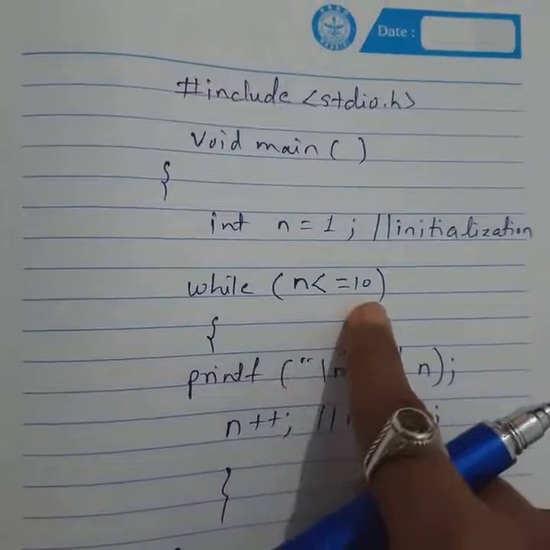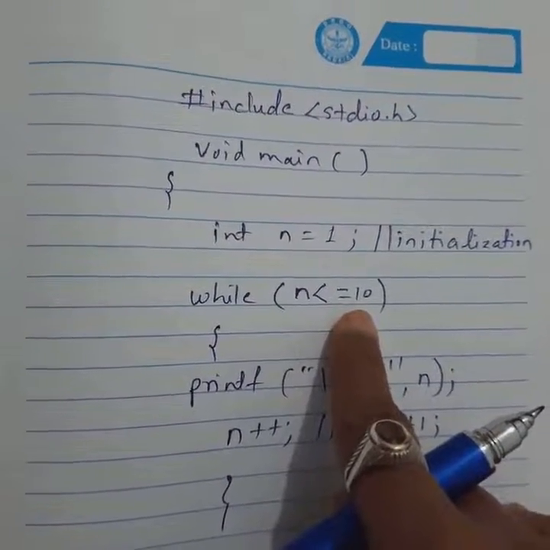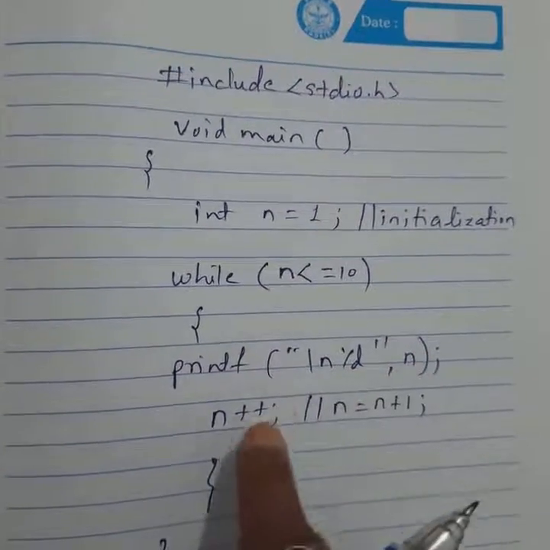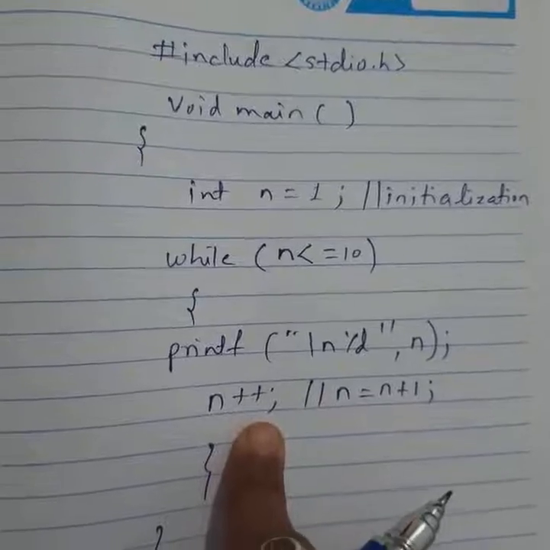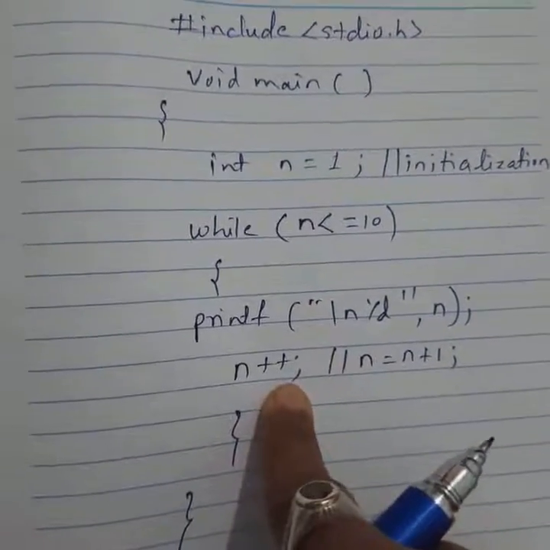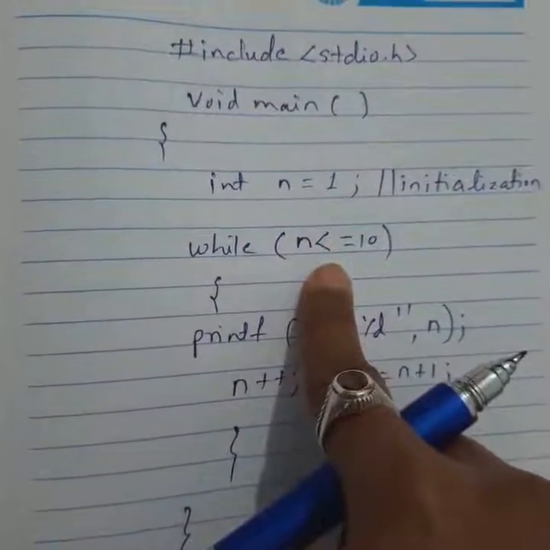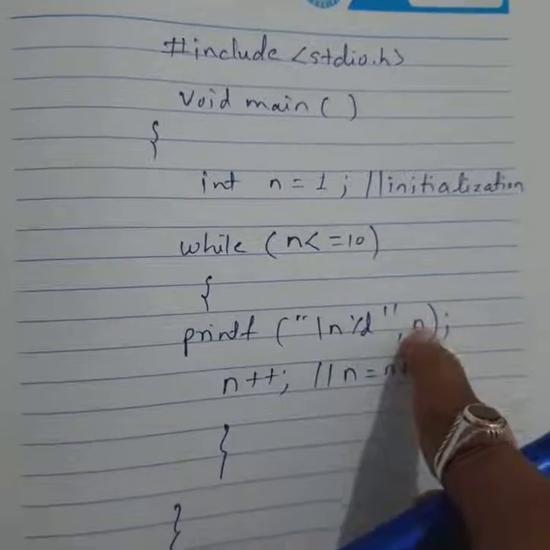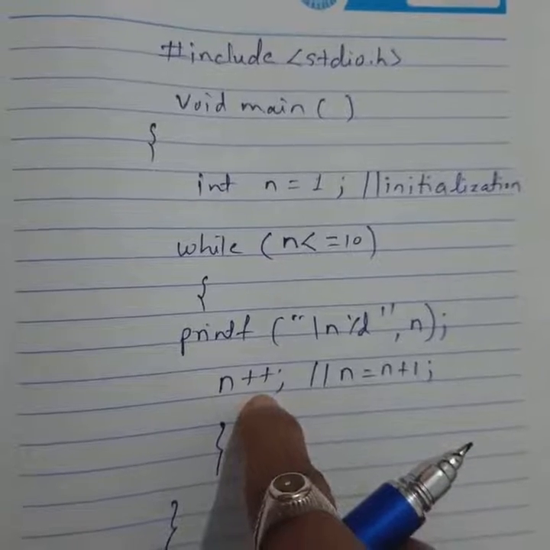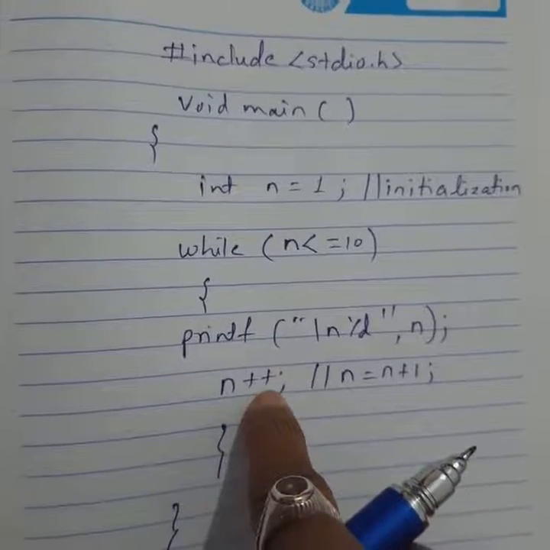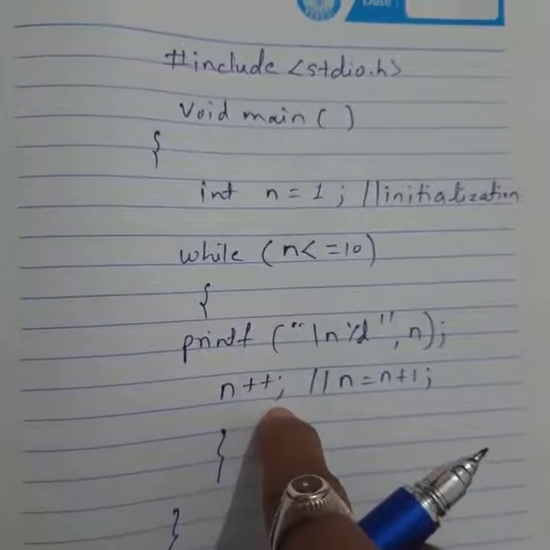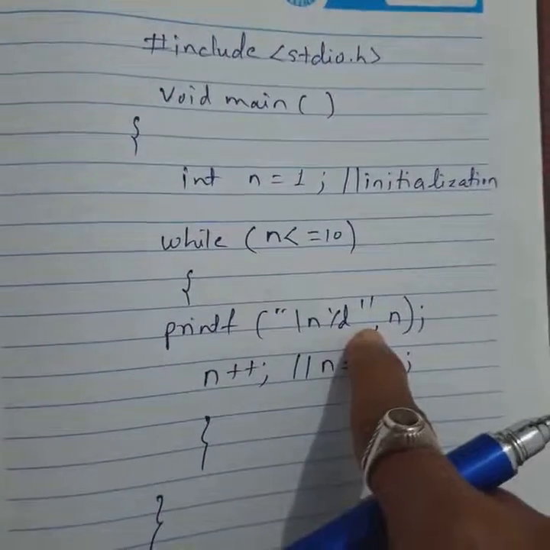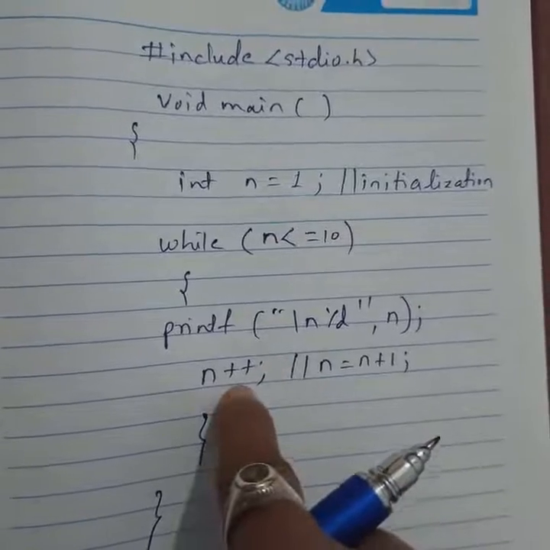2 is less than or equal to 10. The condition is true a second time, and it will print 2. After that, again n plus plus, incremented by 1, 3. The compiler checks the condition again. 3 is less than or equal to 10. Again 3 is printed. The loop will go on through 4, 5, 6, 7, 8, 9, 10. 10 is also less than or equal to 10, and 10 will print here.